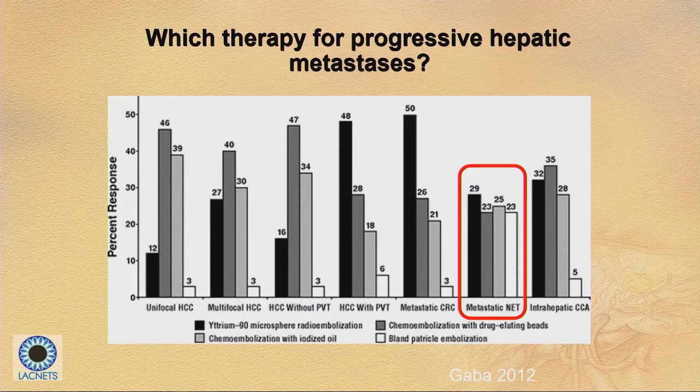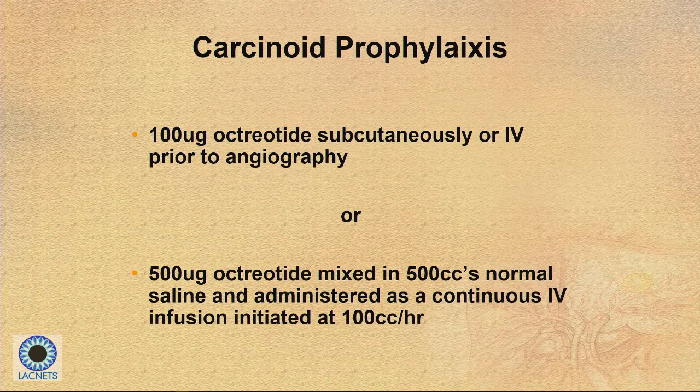This is a survey in 2012 of interventional radiologists discussing how they treat these tumors based on tumor type. So in metastatic neuroendocrine disease, we can see that it was pretty evenly spread between particle embolization, bland, drug-eluting beads, Y90, and chemoembolization. I would say that this has probably shifted over the last 3 to 5 years to much more bland and chemoembolization, with radioembolization being used subsegmentally.